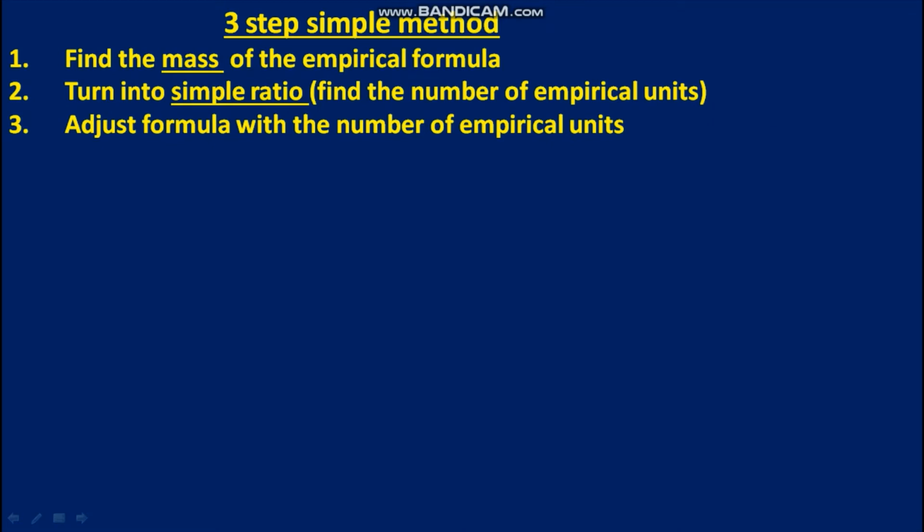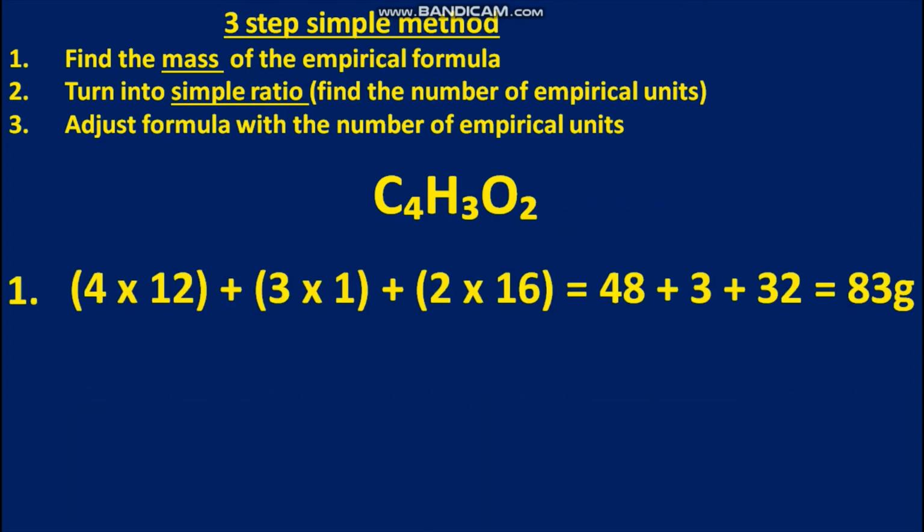So let's say a molecule has an empirical formula of C4H3O2 and a relative molecular mass of 166, because you have 4 carbon and each carbon atom is 12, same with hydrogen, 3 of those, and 1 of those is 1 gram, and then oxygen you have 2 times 16 because 1 oxygen atom is 16 grams. So you add those all up and you have 83 grams. So let's work out its molecular formula.